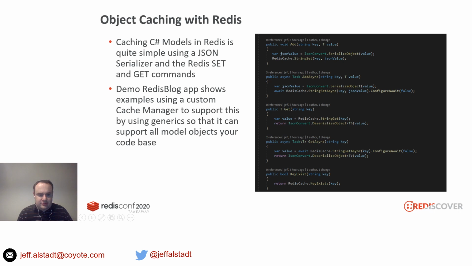The Redis blog app shows examples of using a custom cache manager to support this. We're doing this by using generics, so we can put any type of C# object in there so that it can support all the model objects that are in your code base. And you can see in the code here we have an add, we have a get async and add async, we have a key exists, there's also a clear, and there's a remove.